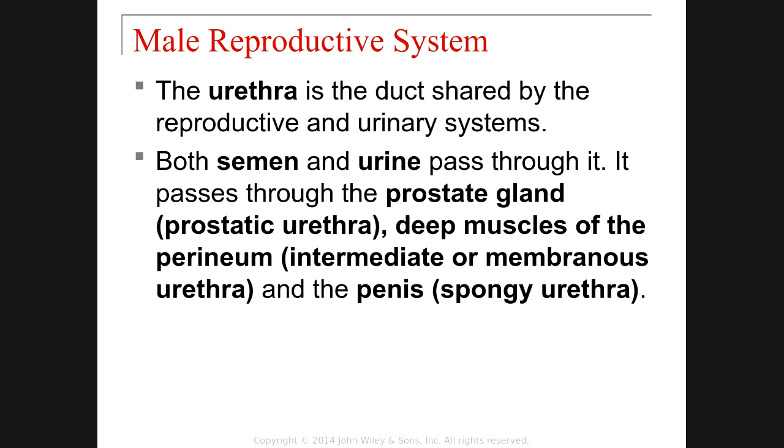The urethra is the last part of the duct system in males, and it's a shared structure between the reproductive system and the urinary system. Both semen and urine can pass through the urethra. It passes through the prostate gland, which we call the prostatic urethra, the deep muscle of the perineum, which we call the intermediate or membranous part of the urethra, and the last part is the penis, which we call the spongy urethra or penile urethra. The urethra is the last part.